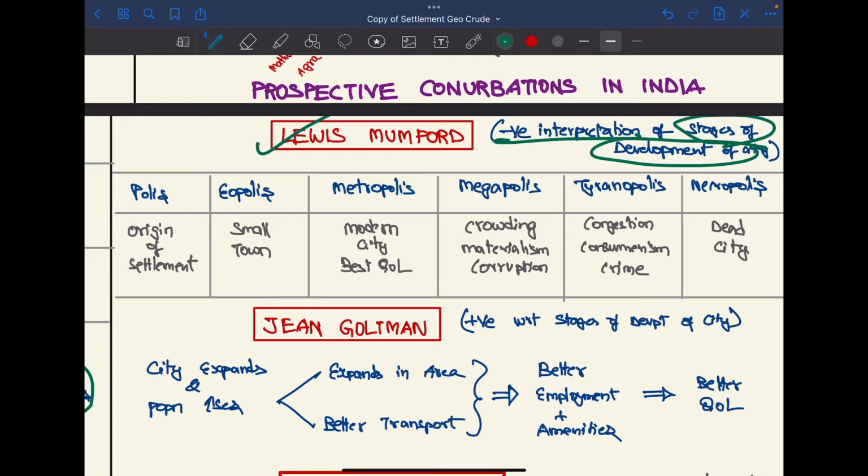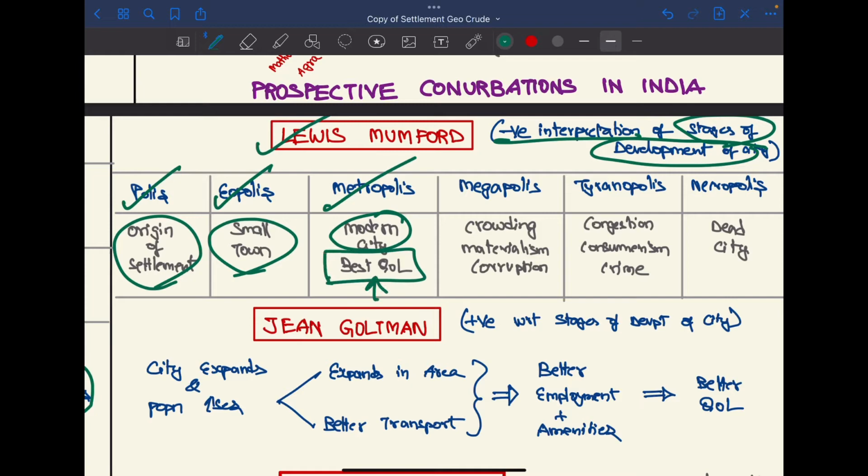He gave 6 stages. The first one is the polis, which is the origin of settlement. Next, we have Geopolis, which is a small town or a village, and then you have Metropolis, which is a modern city. This stage has the best quality of life. Next, we have Megapolis with crowding, materialism, and corruption.